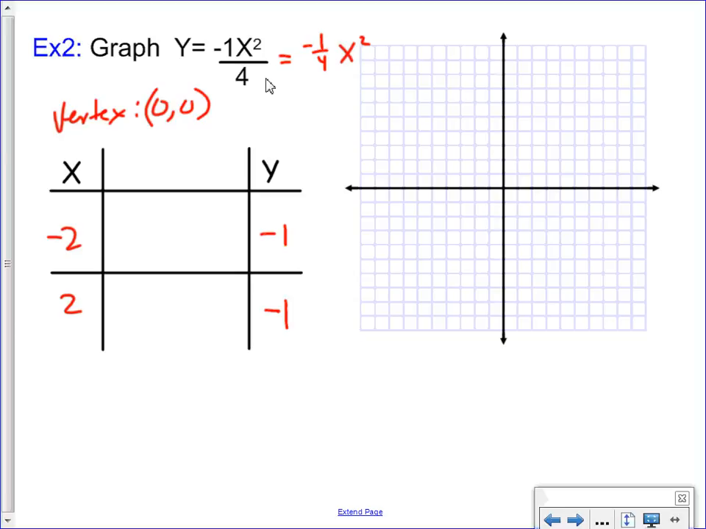Here we go. 0, 0. -2, -1, +2, -1. Oh, that's a big one. It's not that big. Right? It's opening down.